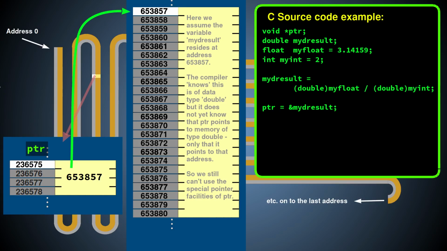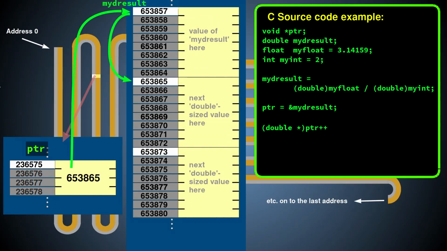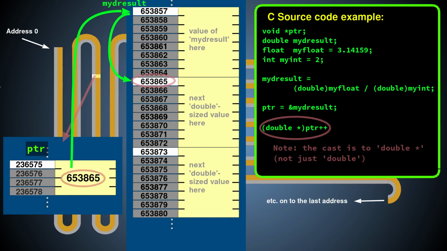But we can't do pointer arithmetic or dereferencing with a void pointer unless we tell the compiler the data type of the thing it points to. This means that if we try to increment the void pointer without a cast, as shown, the compiler will give us an error and refuse to compile. But if we use a cast like this, all is well, because we've told the compiler to treat pointer on this one occasion as if it were a pointer to a double.